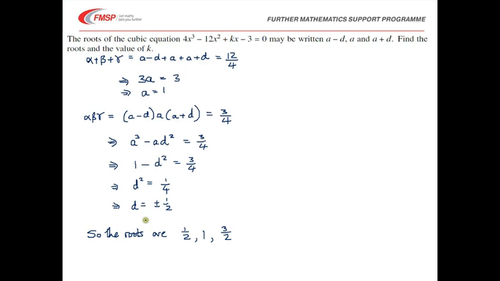We haven't finished yet, we've still got to find k, and for that we'll need to use the product pairs. So alpha beta plus beta gamma plus gamma alpha is the product pairs, that's 1/2 plus 3/2 plus 3/4, and that equals 2 3/4, and therefore k/4 is equal to 2 3/4, which is 11/4, and k is 11.